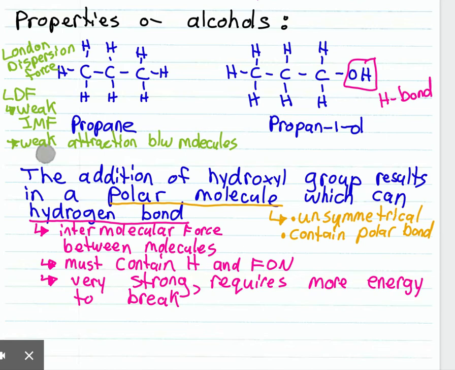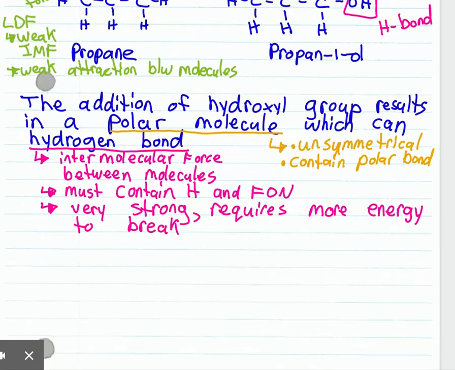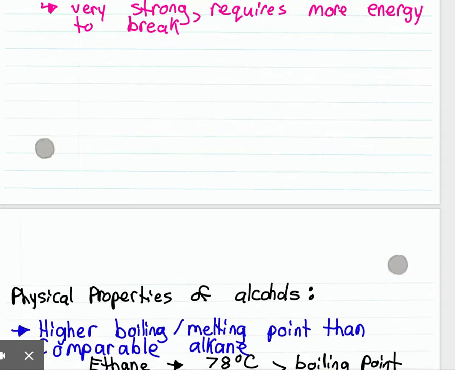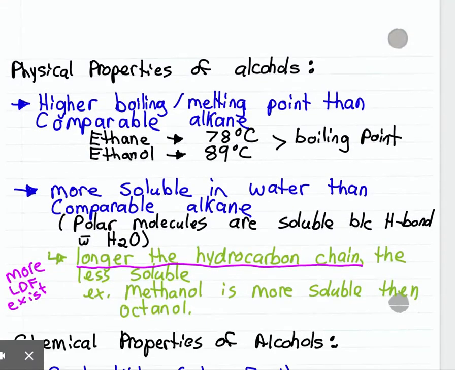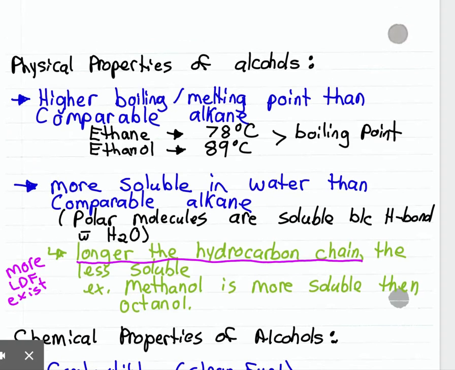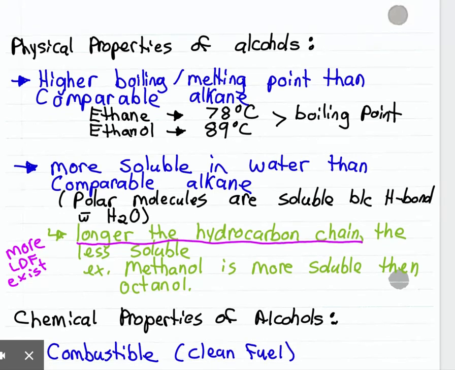Okay. So now that we've talked about how this hydroxyl group results in a polar molecule, let's look at properties that result from that. And I've actually kind of talked about some of them already. So one of the properties is that our physical properties of alcohol, they're going to have a higher boiling or melting point than the comparable alkane. Again, because you have added polarity. You have something that is polar, whereas the alkane is nonpolar. So we've got ethane versus ethanol. You can see that the alcohol is more soluble in water than the comparable alkane.